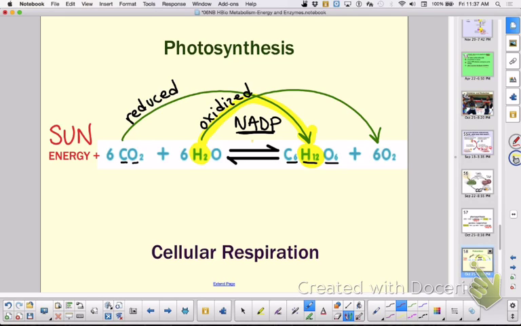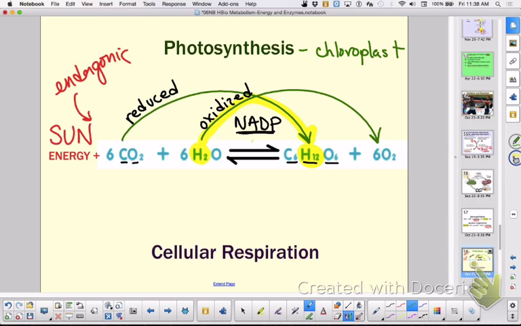Overall, since energy is on our reactant side, is this going to be an endergonic reaction or an exergonic reaction? Endergonic, because it's on our reactant side, we're putting energy what? In. Okay? So this is an endergonic reaction because we're putting energy into this system. Where is this reaction taking place? In the chloroplast.